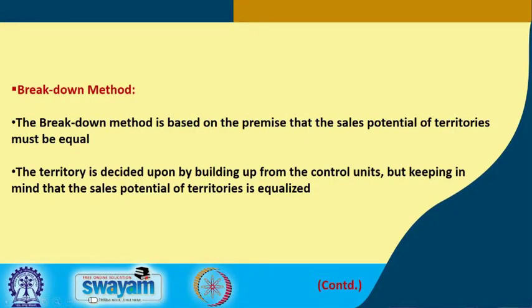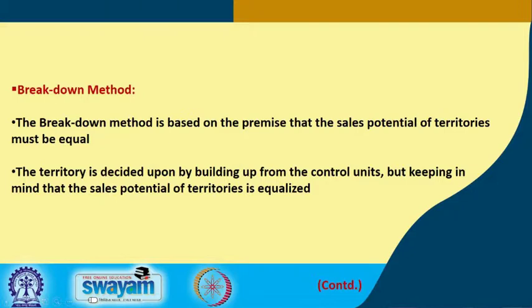We have another method which we use to decide on the sales territories, and this is the breakdown method. Now, this is based on the premise that the sales potential of territories must be equal. Going back, if you remember, in the previous lecture we had spoken that sales personnel also desire equal opportunities for earning sales, which would mean that there must be some kind of equitability with respect to the sales potential of territories. So, what is to be kept in mind here is that the sales potential of territories is equalized, so that everyone has an equal opportunity to generate sales and to earn incentives and rewards.